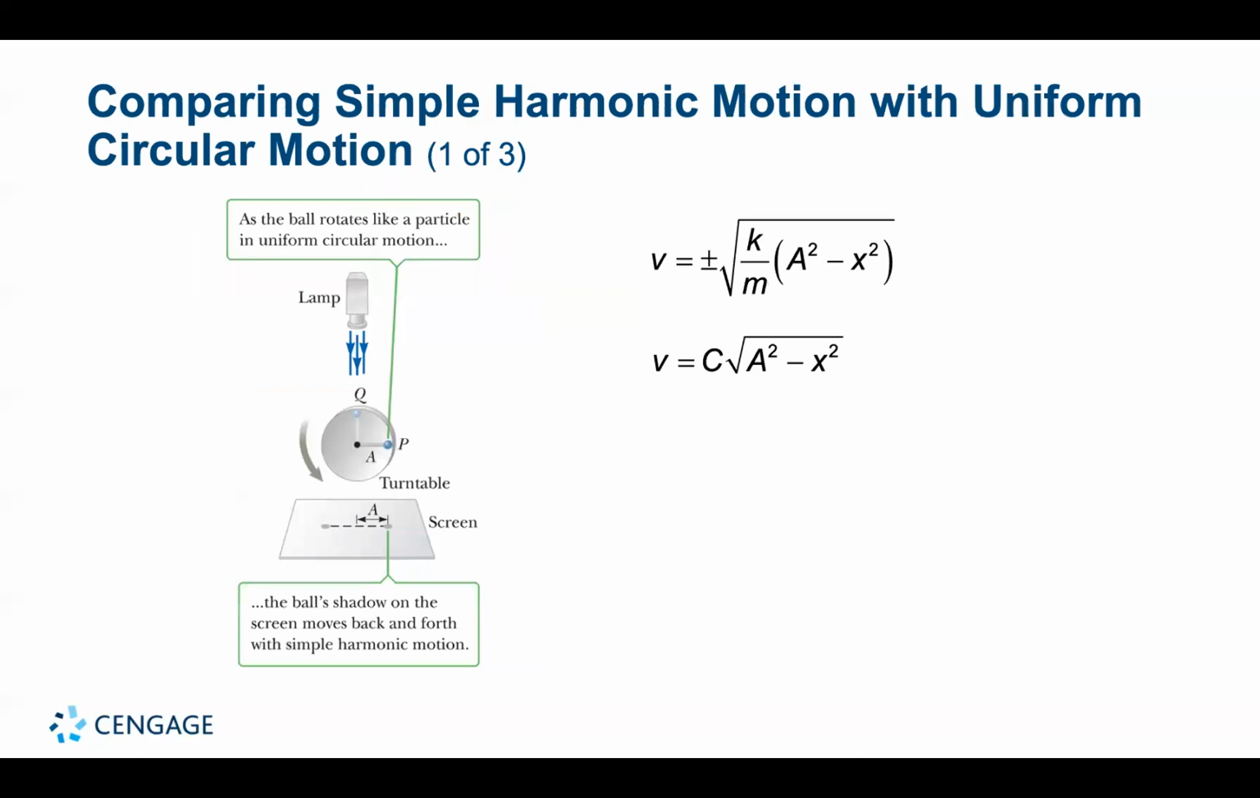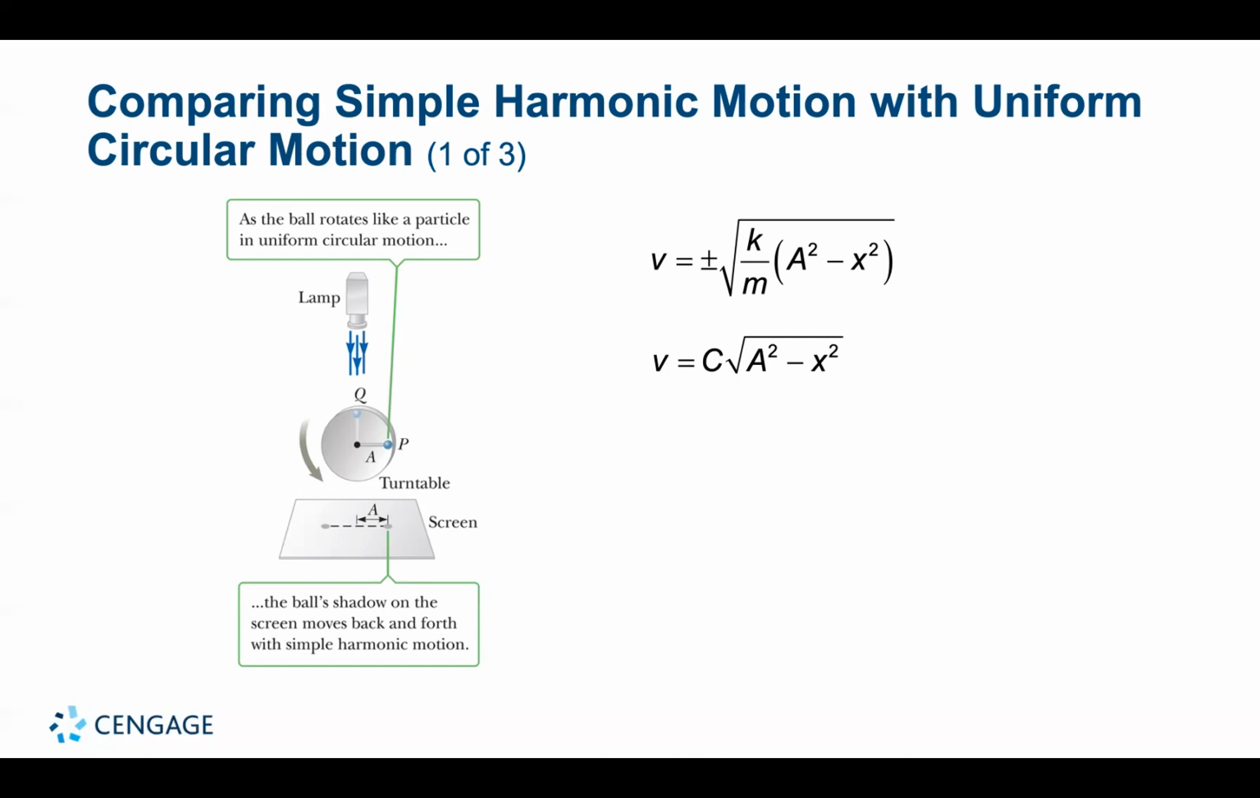So in this figure, we're looking at an experimental setup for demonstrating the connection between simple harmonic motion and uniform circular motion. Let's examine this figure, which is a top view of an experimental arrangement that can help us visualize the relationship between simple harmonic motion and uniform circular motion. A ball is attached to the rim of a turntable of radius A, which is illuminated from the side by a lamp. We find that as the turntable rotates with constant angular speed, the shadow of the ball moves back and forth with simple harmonic motion.